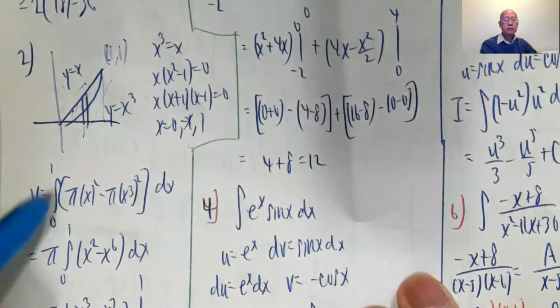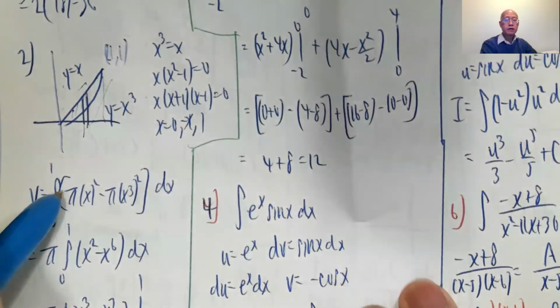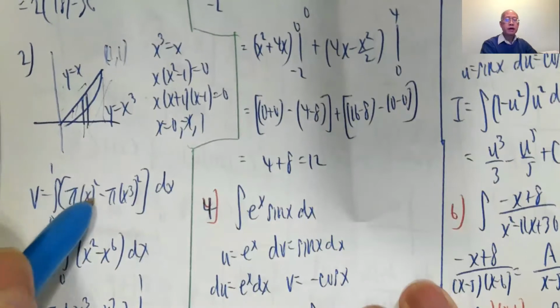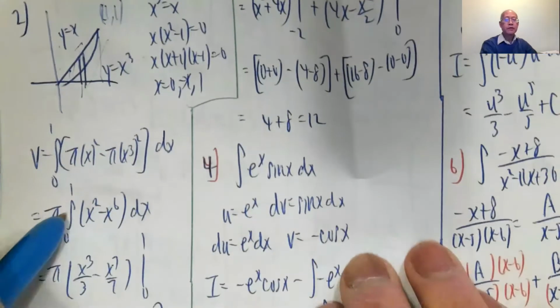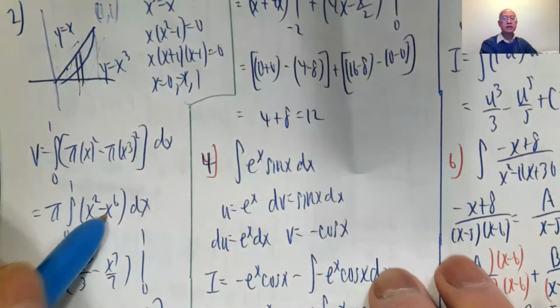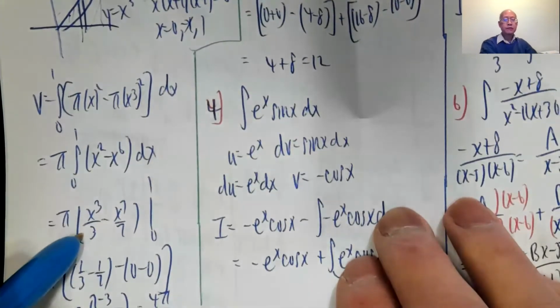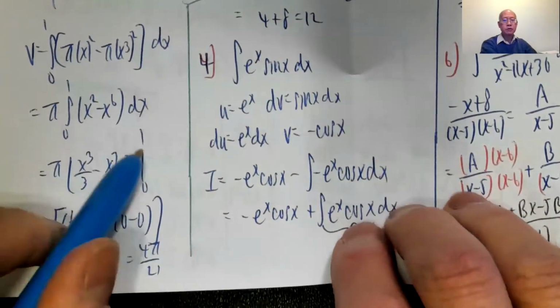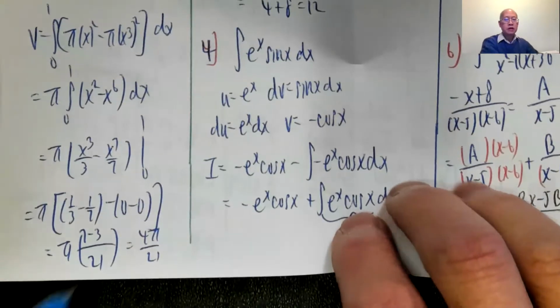So volume is the integral from 0 to 1. This is the washer method. Pi times x squared minus pi times x cubed squared. Take out the pi. x squared minus x to the 6. So pi times x cubed over 3 minus x to the 7th over 7 from 0 to 1. Plug in 0, you get 0. Plug in 1, 1/3 minus 1/7. So 4 pi over 21.